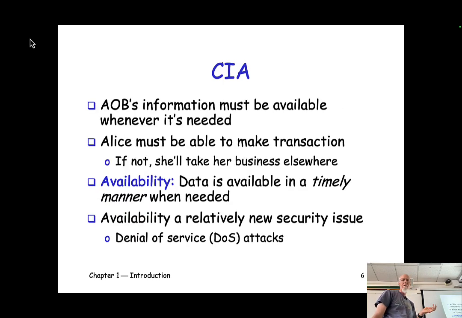And the last one, availability, is self-explanatory. I mean, if you have an online bank and people can't access their account information, you're not going to have a very popular bank, right? And in some sense, this is kind of a new concern in the sense that before the internet, people didn't really think too much about availability.